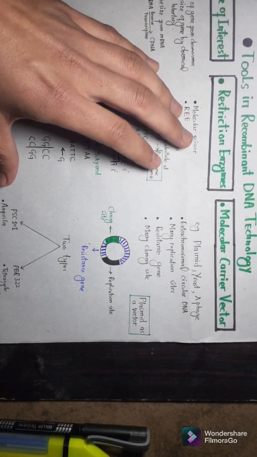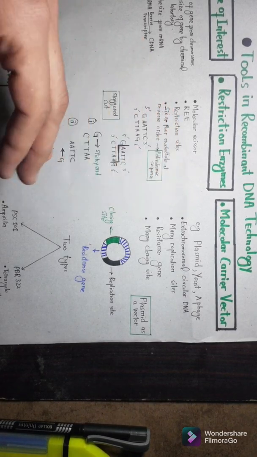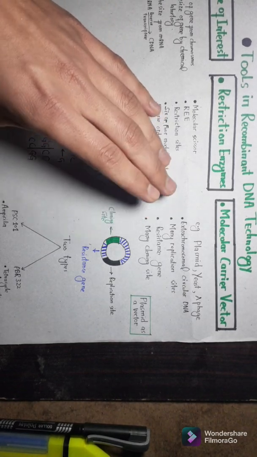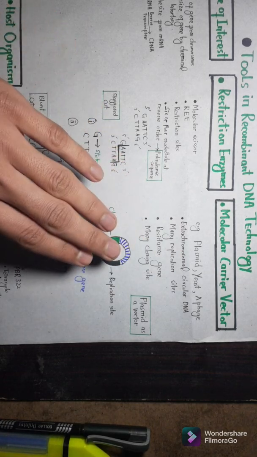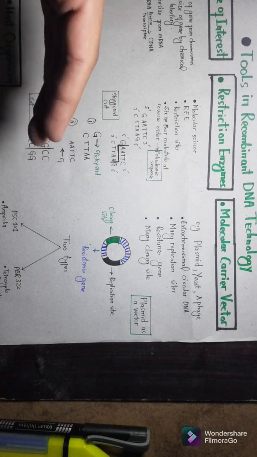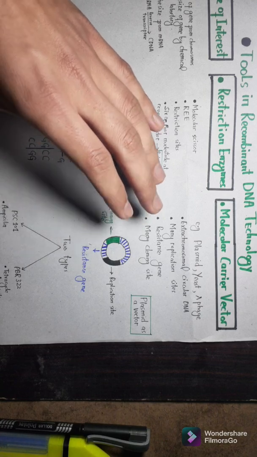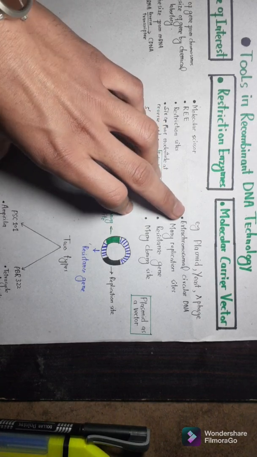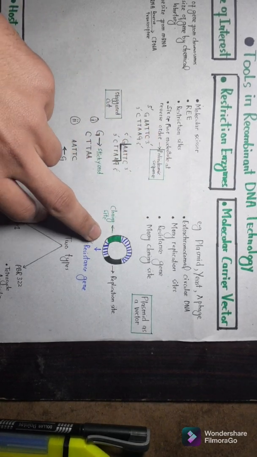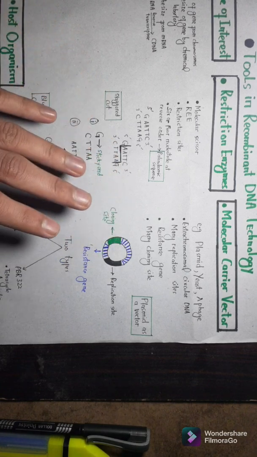The third tool is known as the molecular carrier vector. A molecular carrier vector may be a plasmid, which is the most famous one, or yeast, or lambda phage. So what is a plasmid, and how are plasmids used as a vector? A plasmid is an extra chromosomal circular DNA, as shown in the picture.